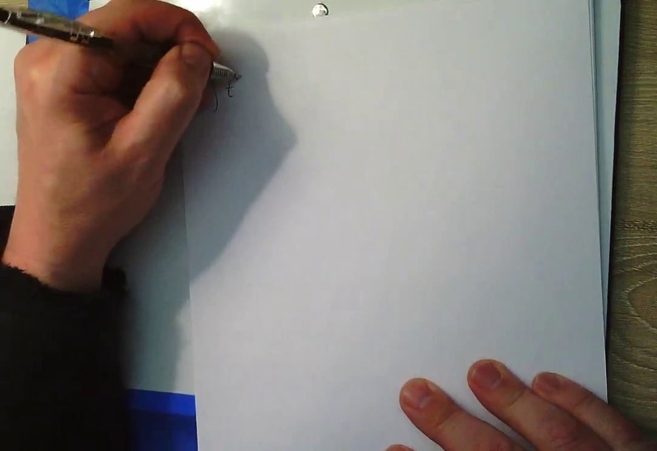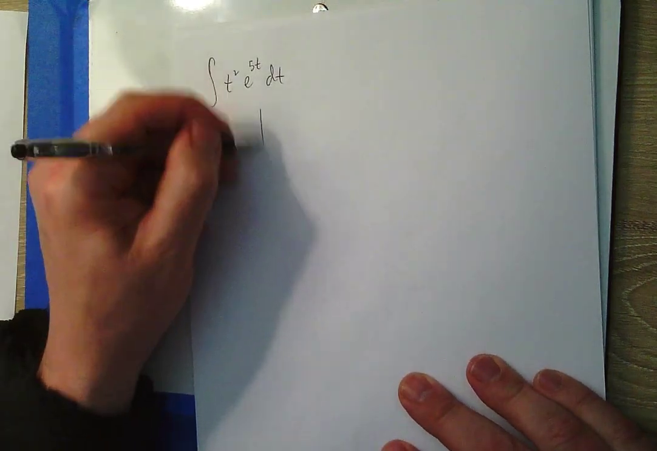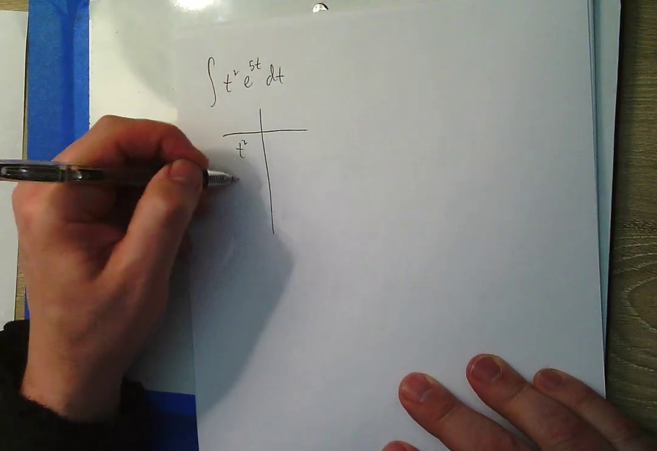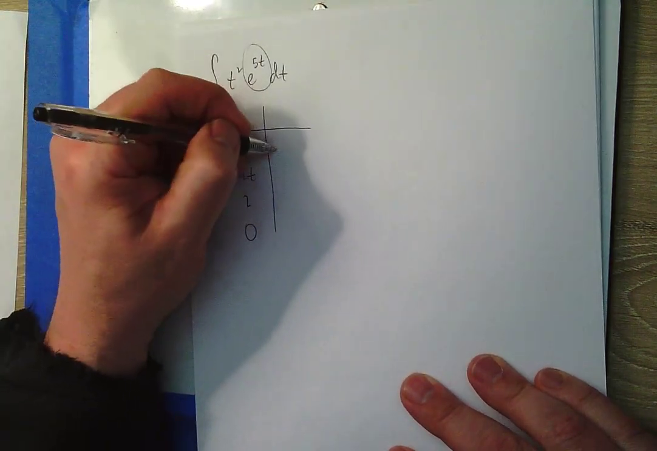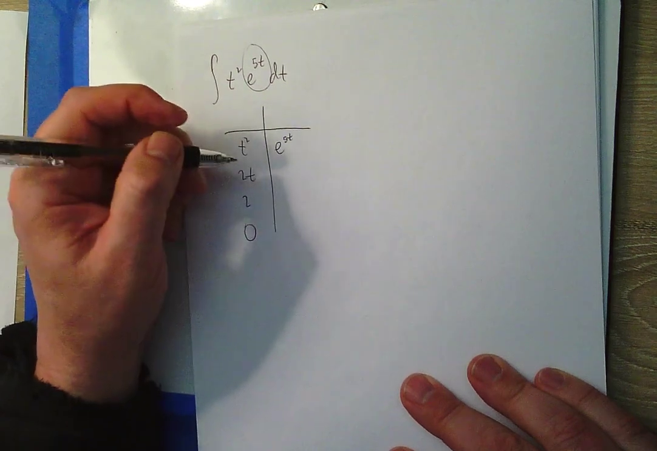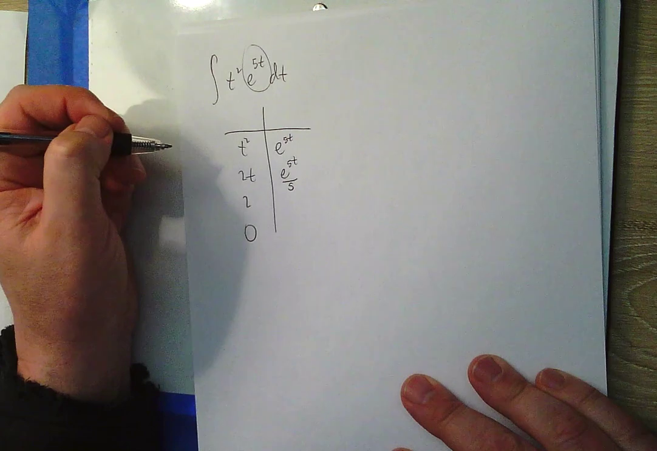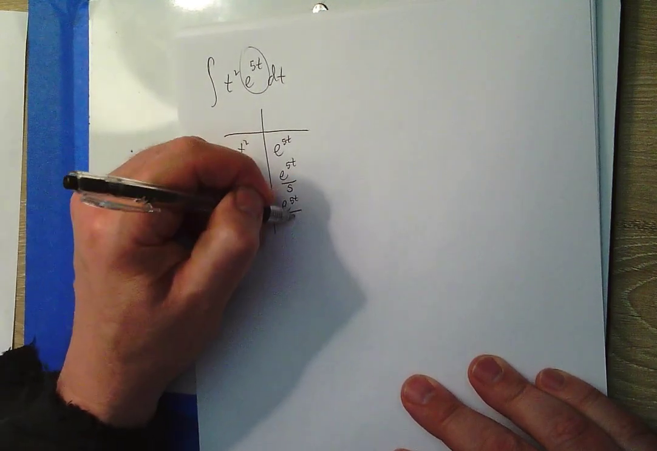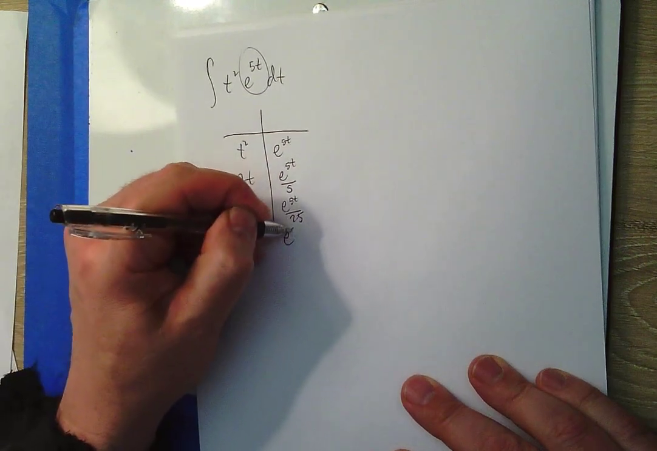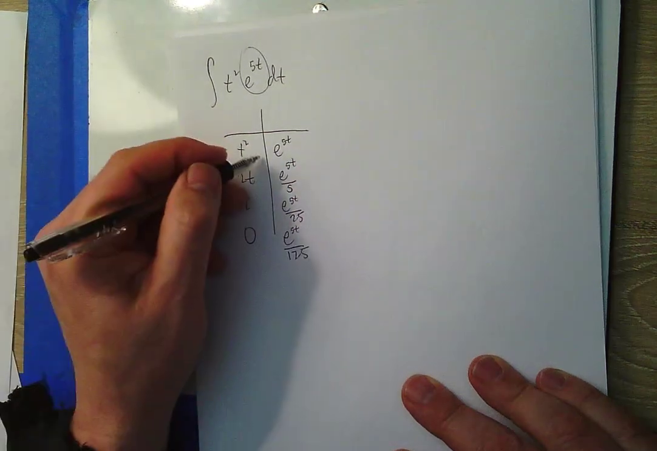Yeah, I wanted to look at another tabular that had us needing to be careful going backwards. t squared, 2t, 2, 0. But what about the antiderivatives here? e to the 5t is where we start. e to the 5t over 5. e to the 5t over 5 times 5. And finally, e to the 5t over 5 times 5 times 5, or 125.